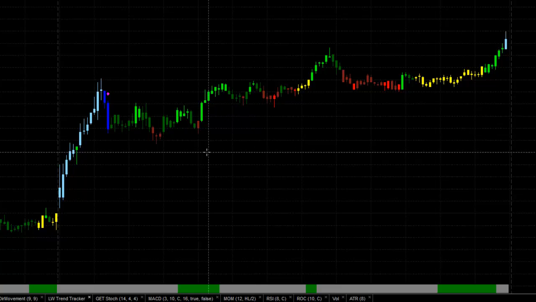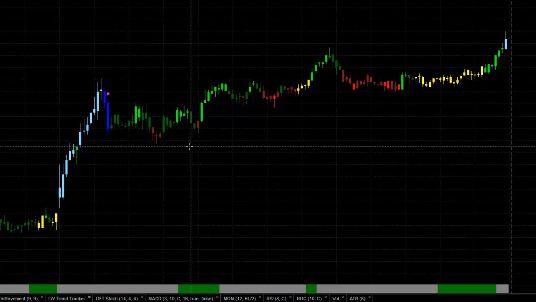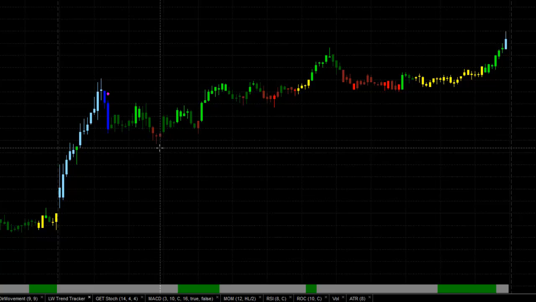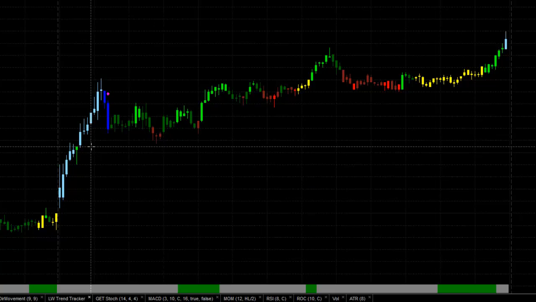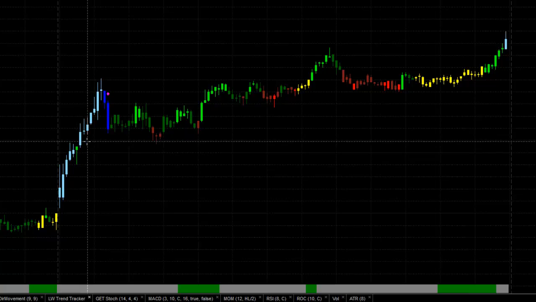Now there are two colors that I have on my trend strength candles to warn me of extreme trends, whether it be uptrends or downtrends. They do the same thing.